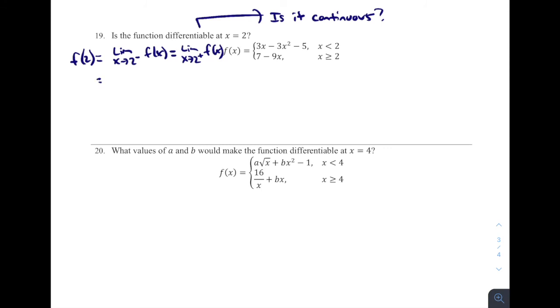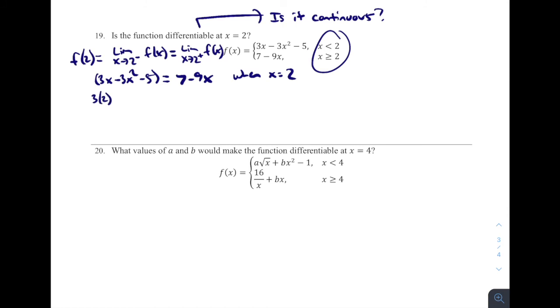Well, that means that 3x minus 3x squared minus 5 has to equal 7 minus 9x when x is equal to 2, right? Because that's where these two parts of the piecewise function are connecting. And if it's continuous, they should be the same on both the left and the right. Well, let's substitute in and see.